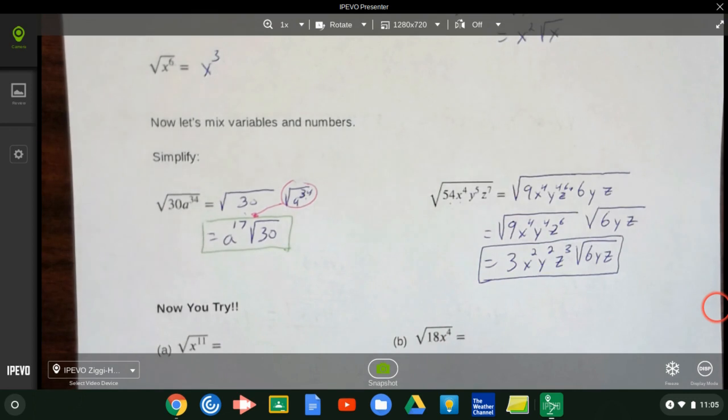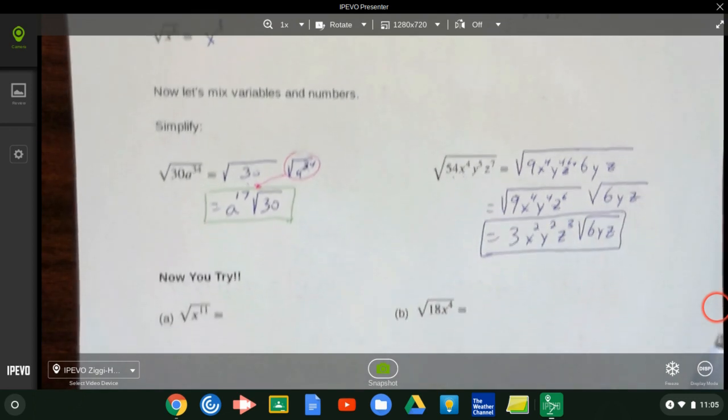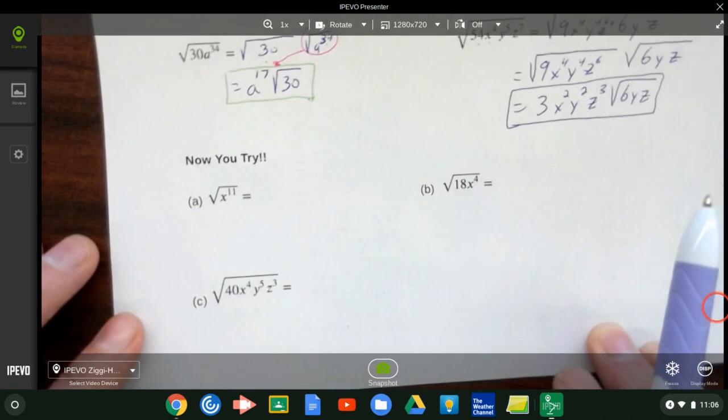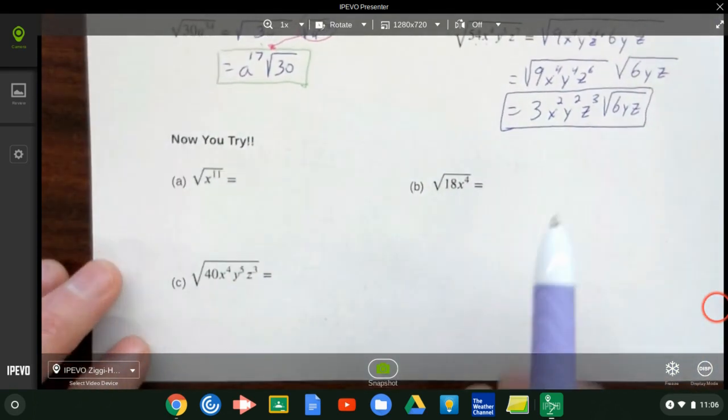Okay, so it takes a little extra work on these. Give it a try. I'm only giving you 3 problems here. We'll go over the answers, and then we'll practice some more of this. Go for it.